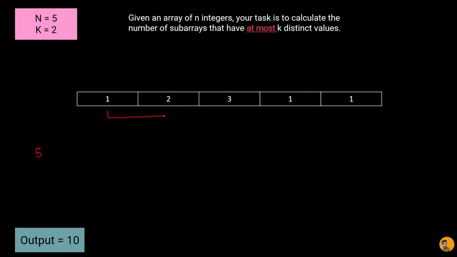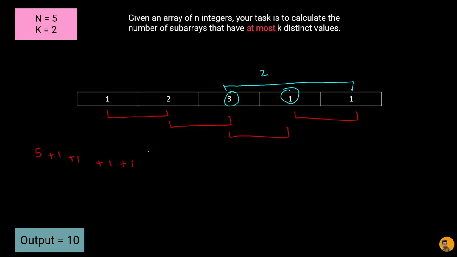Then this can be a subarray, this can be a subarray, this can be a subarray. Then this can also be a subarray, right? The window size is 2 and we have only one distinct element. And the other window can be this also, right? The window size is 3 and we have two distinct values, this and this. So 1, 2, 3, 4, 5. So the output is 10.